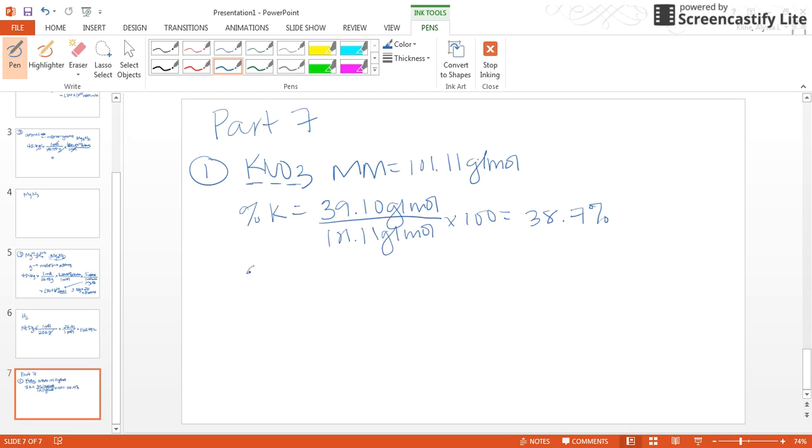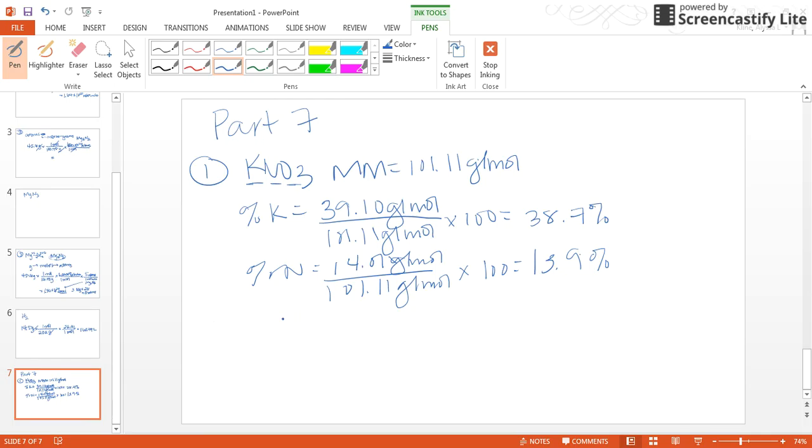Okay. Then we're going to look at the percent of nitrogen. So percent nitrogen, we're going to do the same type of thing. We're going to take 14.01 grams per mole, divide it by the 101.11 grams per mole, times 100. If we go ahead and do that, we're looking at 13.9% nitrogen. Then the final step we want to do here is find percent oxygen.